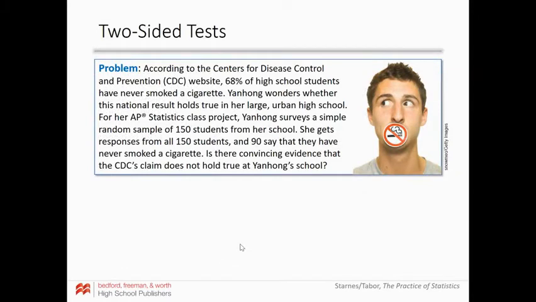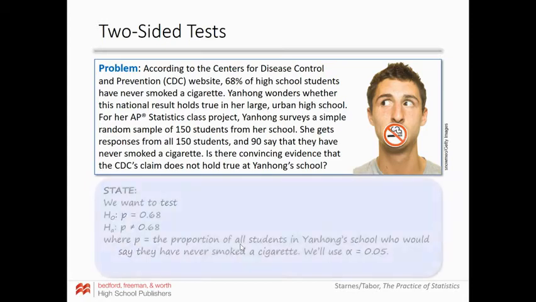So let's see a problem with this. The Center for Disease Control and Prevention said that 68% of high school students have never smoked a cigarette. Yang-Ho wonders whether the national result holds true in her large urban high school. So they take a random sample of 150 students from her school. She gets a response from all of them and finds that 90 say that they have never smoked a cigarette. Is there convincing evidence that the CDC's claim does not hold true?